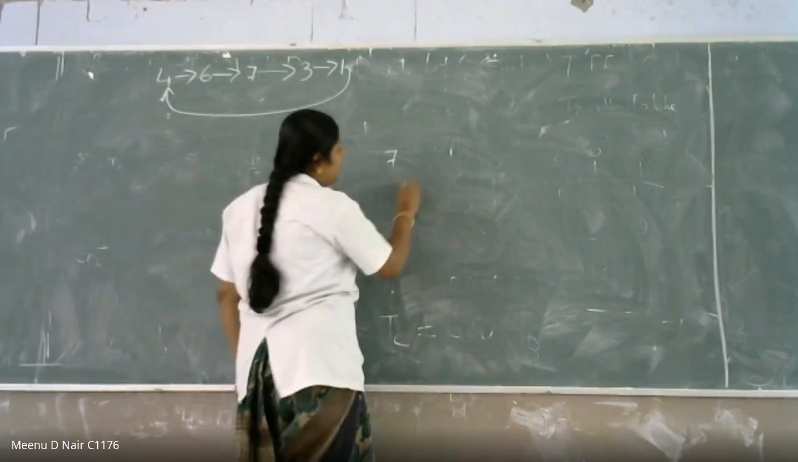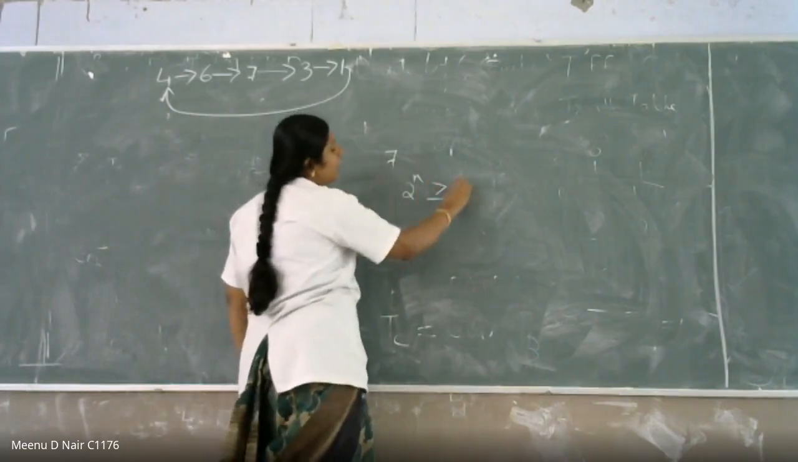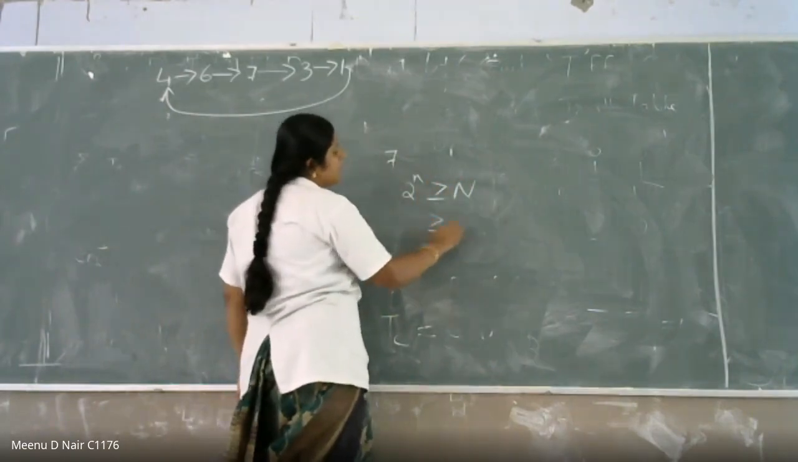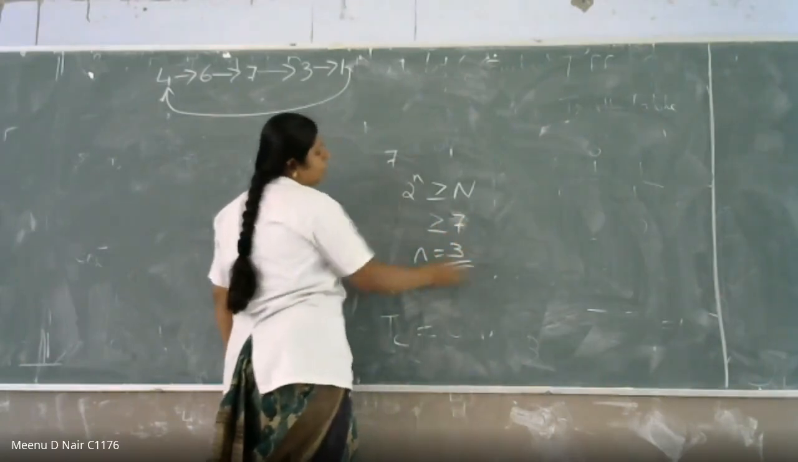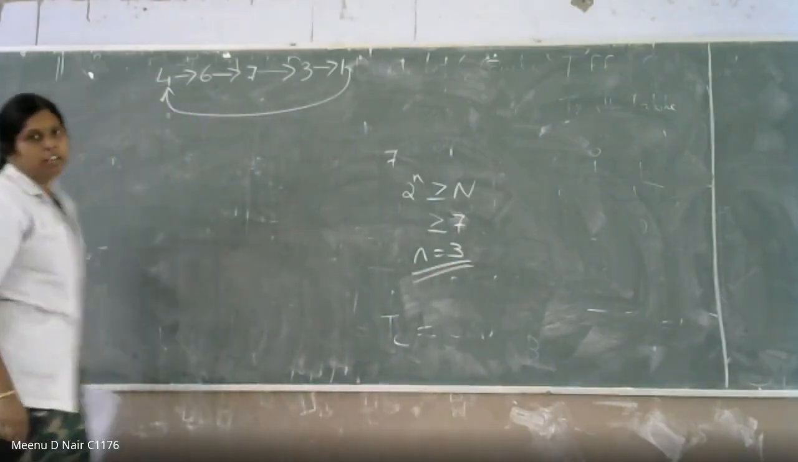So what you have to do? 2 raised to n is greater than or equal to the number of states, so this is equal to 7. So you can write n is equal to 3. You need to use only 3 flip-flops, right?